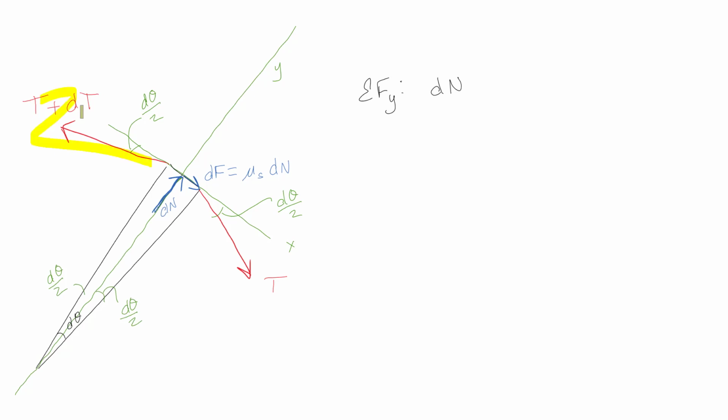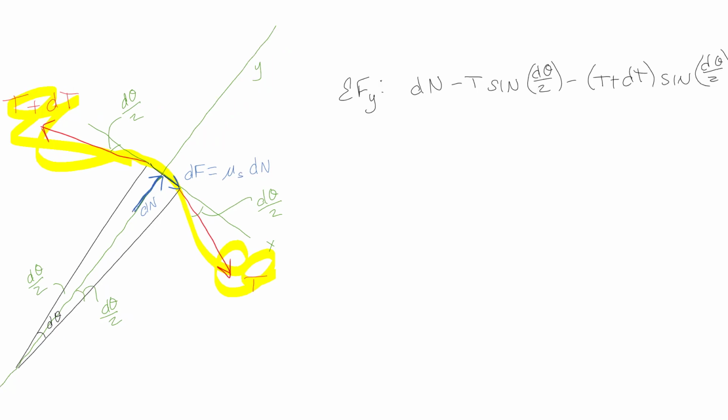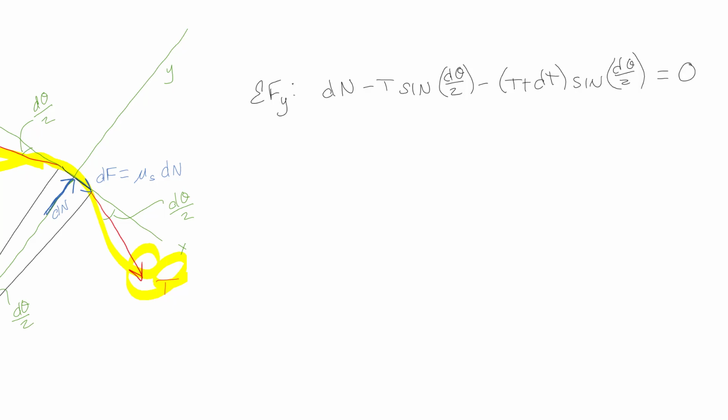And then the 2 t's, but now I'm going to use the sine of d theta over 2. So these are both minuses now. Adding is hard, especially when it's subtracting. Sine d theta over 2 minus t plus dt sine d theta over 2, and that equals 0. Okay, so what does that give us? dn, and then 2 of those t sine d theta over 2's, and then dt sine d theta over 2.